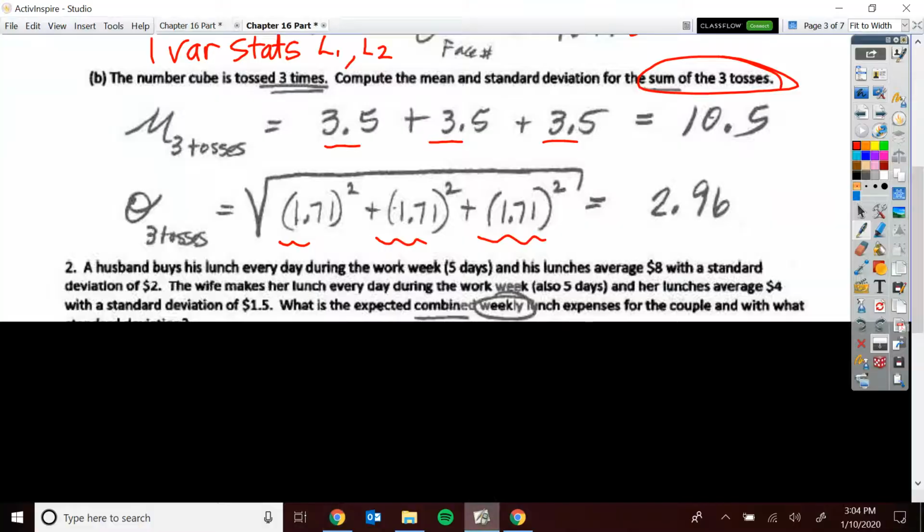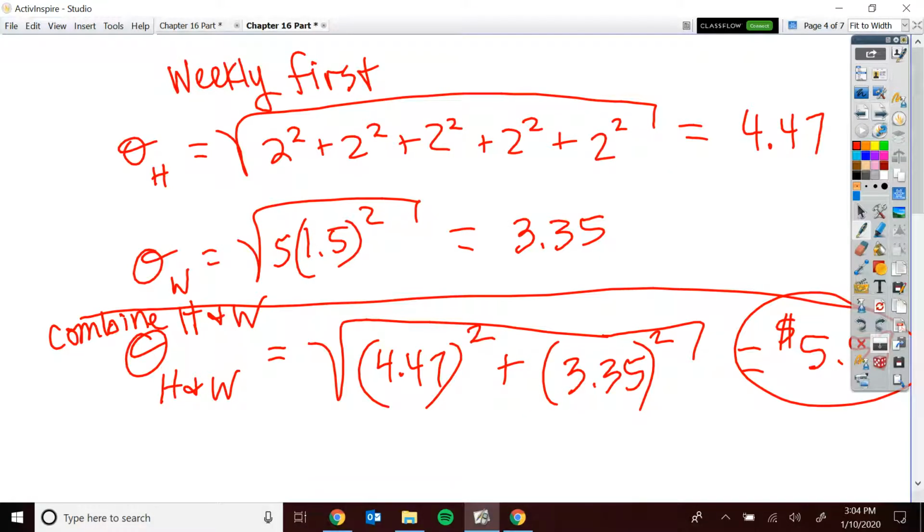You can think of this in 2 different ways. Here is one way that I've seen most common. Figuring out, okay, the means are fine. The means, you just added them together. And the combined weekly mean for the husband and the wife for the whole week was $60. Okay, so that was fine because means are normal. They do what we want them to.